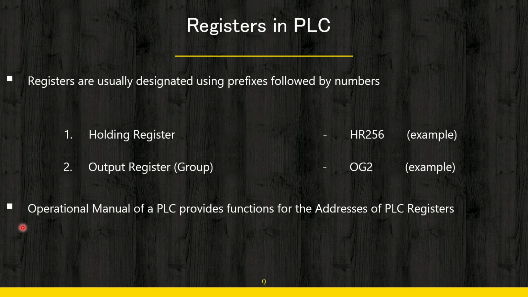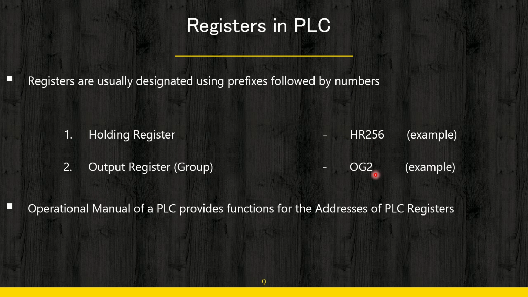Now you can see that registers have a certain nomenclature policy in PLCs. Whenever we are talking of holding registers, for example, we can talk of HR. HR means holding register. This is an alphanumeric technique. This HR shows the holding register, and this is the holding register number 256. Likewise, we can have an output register, and when we are talking of a group output register, we can say that O for output, G for group, and this is number 2.